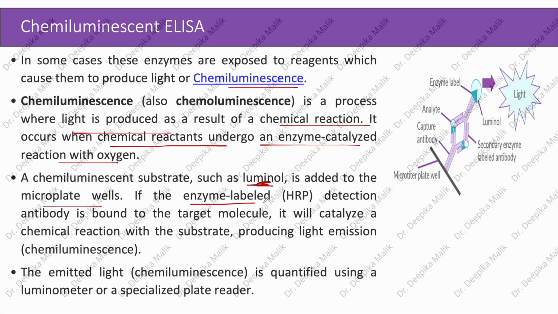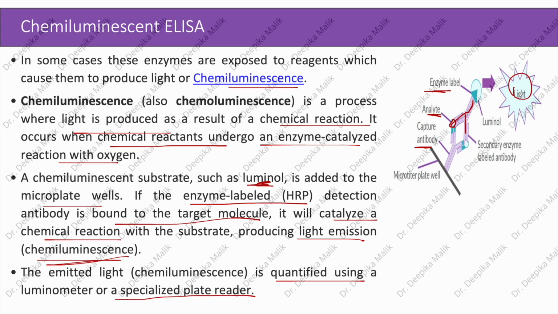If the enzyme labeled detection antibodies bind to the target molecule, it will catalyze a chemical reaction with the substrate, producing light emission known as chemiluminescence. The emitted light is then quantified using a luminometer or a specialized plate reader. So as you can see here in the diagram, we have a capture antibody to which the analyte of interest binds, and to this an enzyme labeled antibody binds, and when there is a reaction, there's a production of light as a signal giving a positive indication.